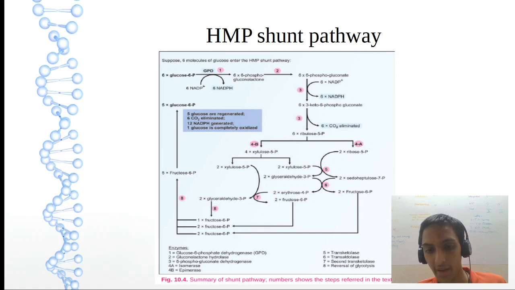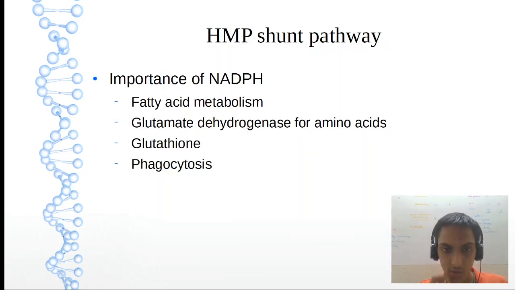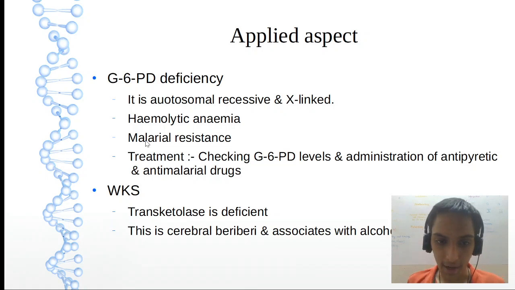It keeps on happening. So what is the importance? Generation of pentose ribose sugar, I told you in the starting. It is important for many metabolisms like fatty acid metabolism, also for generation of amino acids by the enzyme glutamate dehydrogenase, also for glutathione and phagocytosis. Let us see the applied aspect.